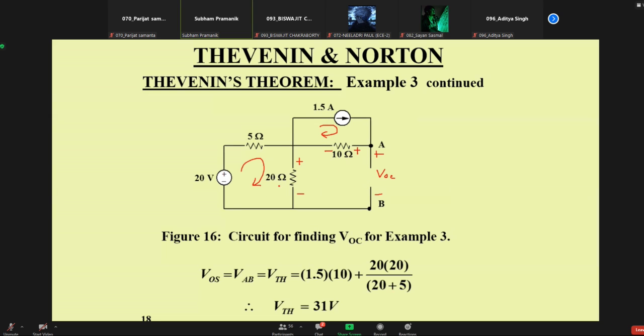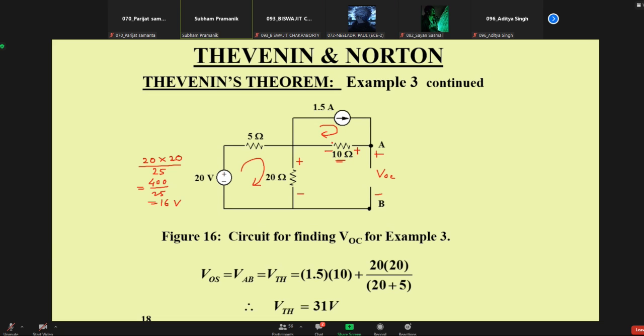So what is the voltage across 20 ohm? 20 divided by 20 plus 5, that is 25, multiplied by 20. So 400 divided by 25, that's 16. Similarly, what is the potential drop across 10 ohm?